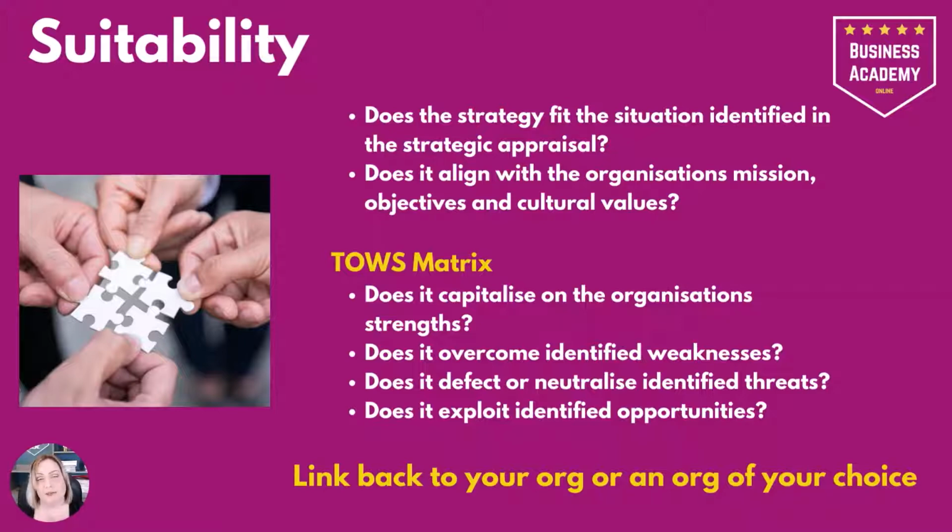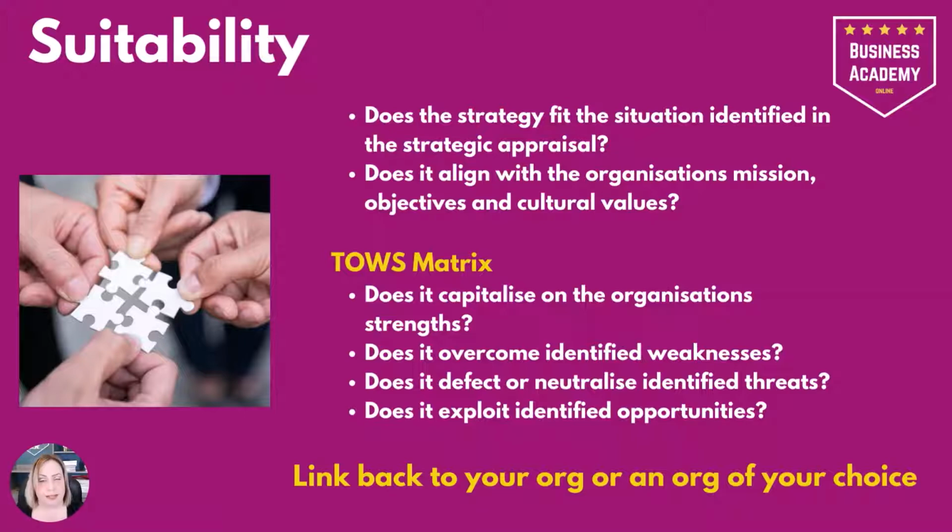And what we can do is use the TOWS matrix here, which is the SWOT matrix backwards. So essentially it's looking at, does it capitalize on the organization's strengths? So is it making the most of our strengths? Does it overcome any of our identified weaknesses, such as maybe lack of innovation and so on? Does it neutralize any identified threats? And does it exploit any of our identified opportunities to give us the best advantage out there?